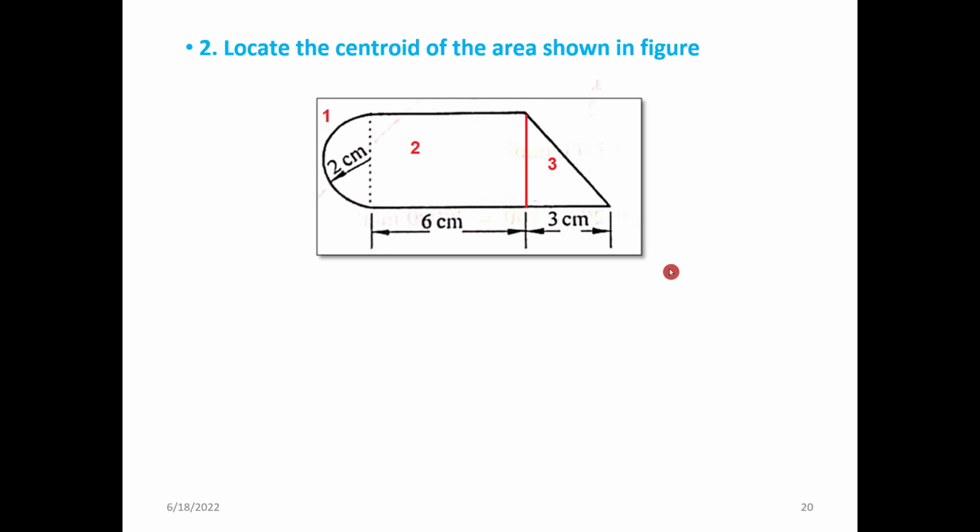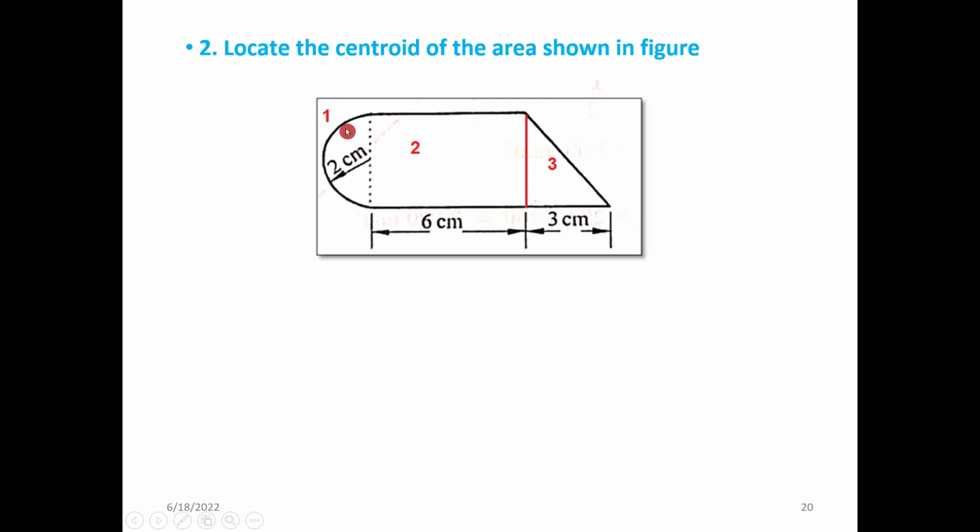Coming to the next one, another composite area. This comprises a semicircle, a rectangle, and a triangle. As I told you, in the question paper the 1, 2, and 3 division won't be given to you. It will be given only as a shape, that means only this outer boundary, and you are supposed to divide the composite area into multiple individual geometrical figures. The semicircle radius is 2 centimeter, the rectangle length is 6 centimeter, and the triangle base length is 3 centimeter.